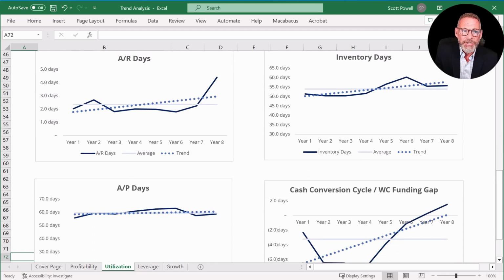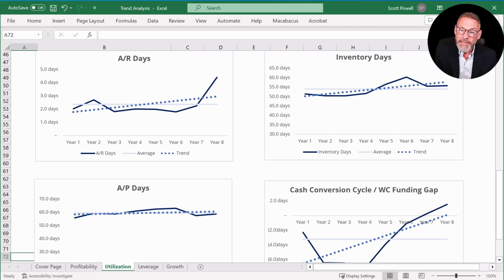What we see here is that accounts receivable days is probably being influenced by that year 8, and that trend line probably wouldn't be as steep without that year 8 data point. Same with inventory days. You can see there's a slight trend, but generally, on average, it tends to be around that 55 days, and very similar with accounts payable days hovering around that 60.